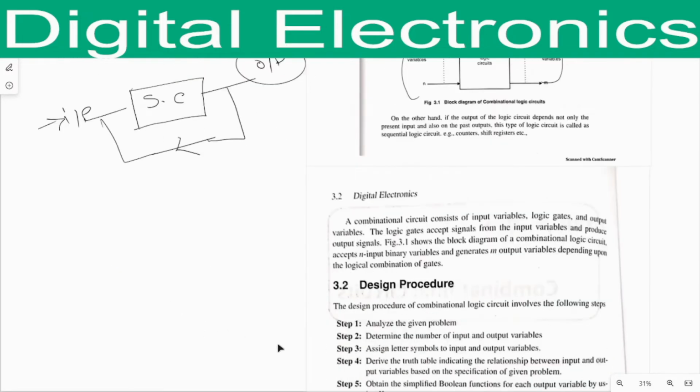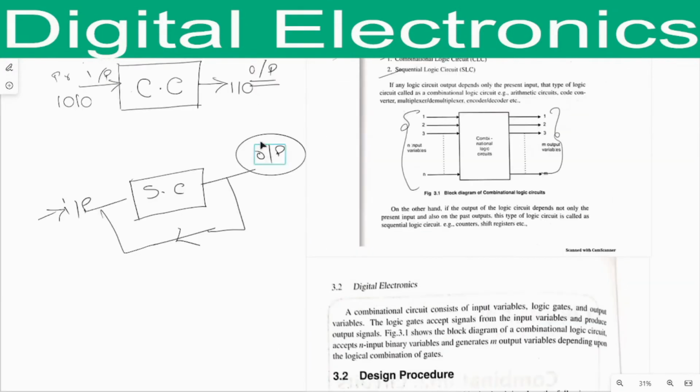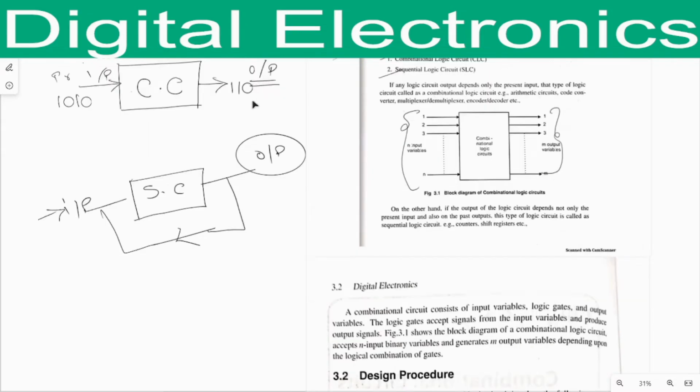Okay. Now there are various examples of combinational circuits. Out of them one is the adder. This adder circuit is a circuit which is used for arithmetic addition. Is it clear? Now what is arithmetic addition?